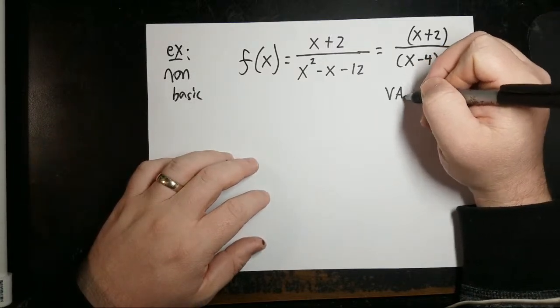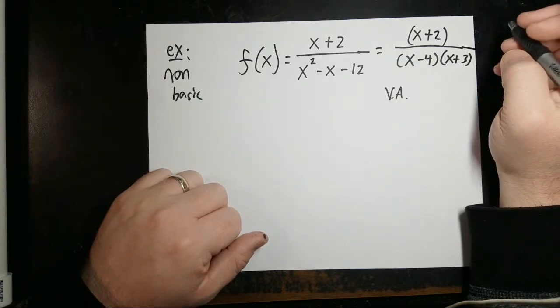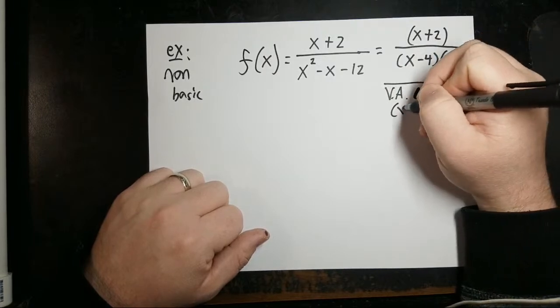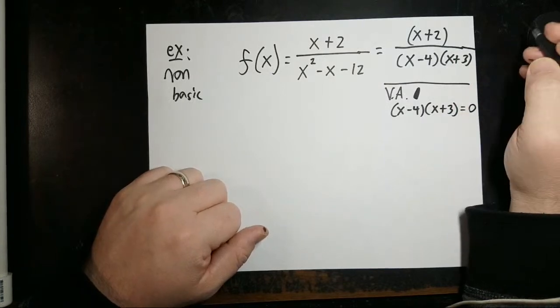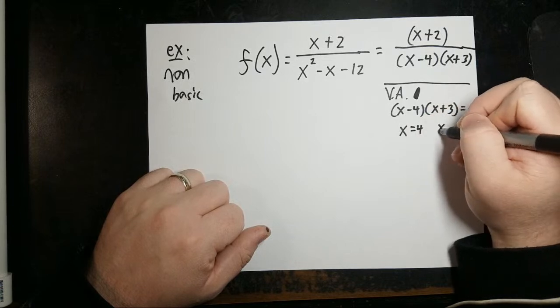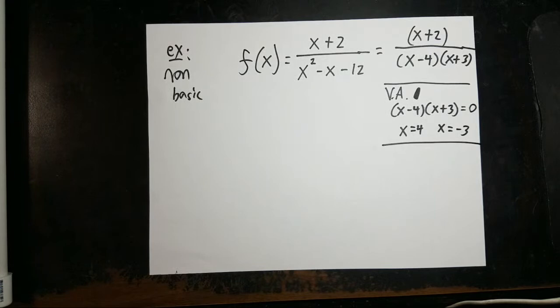Okay, next thing. Let's look for our vertical asymptote. Vertical asymptote. Set the denominator equal to 0. Well, if I do this, I get x equals 4 and x equals negative 3. I actually have 2 different vertical asymptotes.